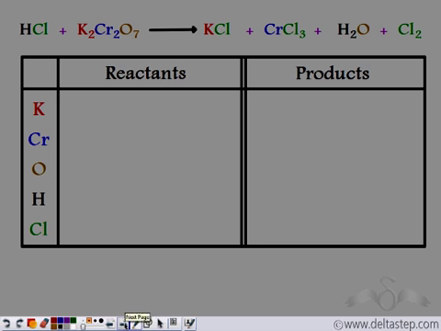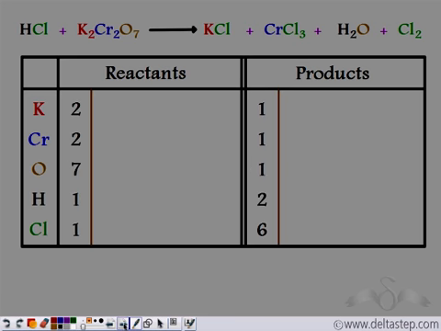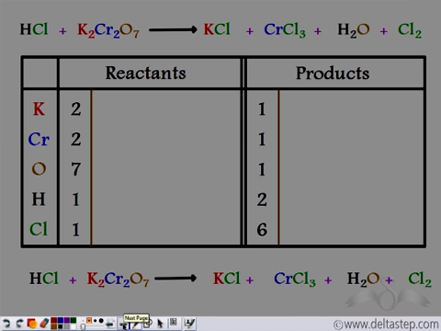Let's count the number of atoms again. Potassium 2, chromium 2, oxygen 7, hydrogen and chlorine 1, 1. On the product side, potassium 1, chromium 1, oxygen is 1, hydrogen is 2, and chlorine is 3 plus 1, 4 plus 2, 6. Now let's balance potassium and chromium first, because we see two atoms on this side and only one atom on the other side. So let's multiply this by 2.